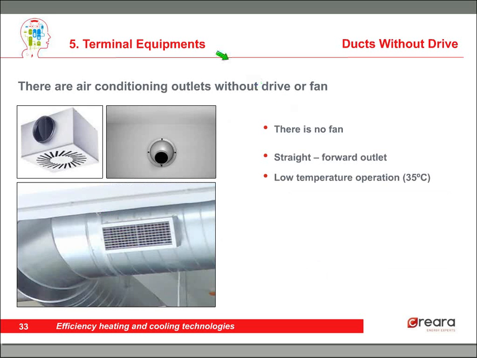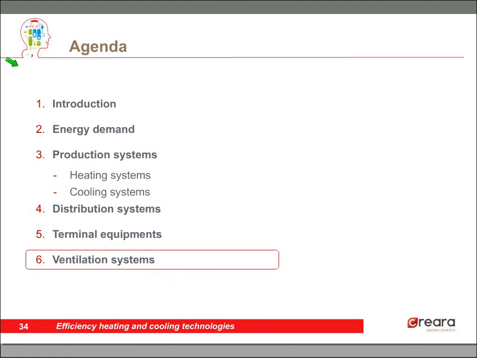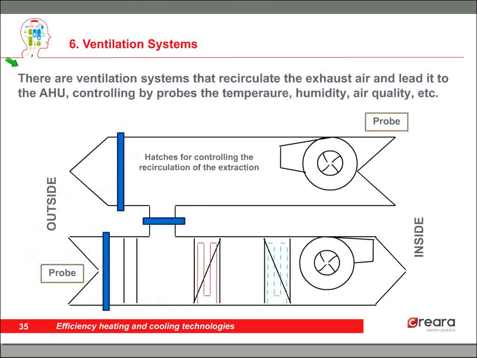Okay, and there is finally also air conditioning outlets without a fan nor a drive. There are just simply apertures in the tubes, and simply by pressure difference, you get the room acclimatized. And finally, we have the ventilation systems. Well, let's end this lecture talking about the ventilation systems here.